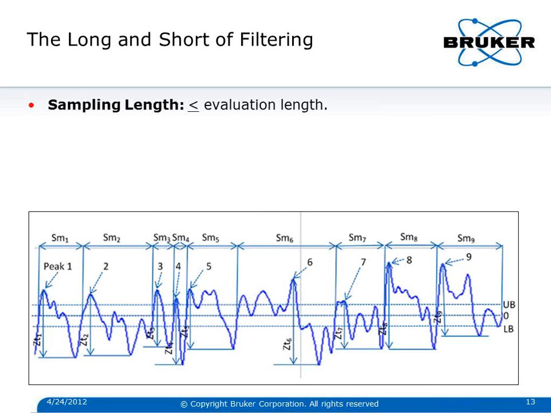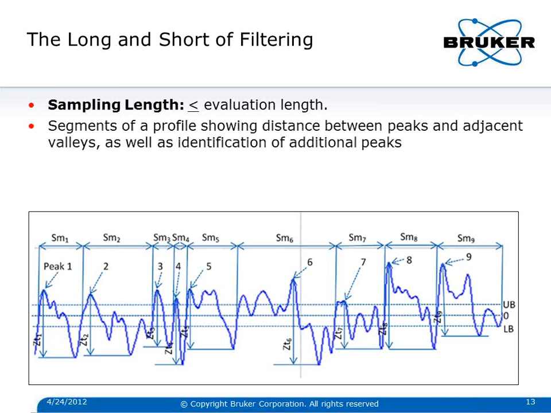Going a little bit deeper into this discussion of the sampling length. The sampling length is typically made up of multiple segments of the profile or the evaluation length. So the segments of the profile show the distance between the peaks and adjacent values. We also identify some additional peaks in here with the sampling. And this is based on the ISO 4288 standard. So this information is typically collected from the data to give you the filter that you require for a specific application.